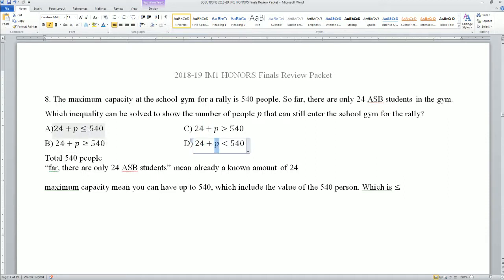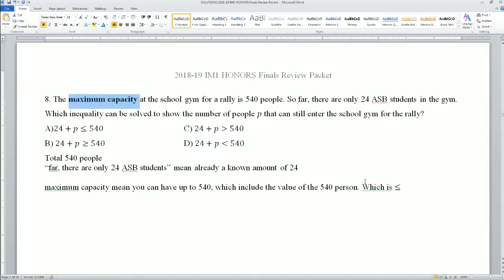Now, the maximum capacity is 550. We already have that. So the only difference between any of these four options are the inequalities. So you have to look at the words maximum capacity. What does that mean? Is that a less than or equal to? No, less than or greater than.